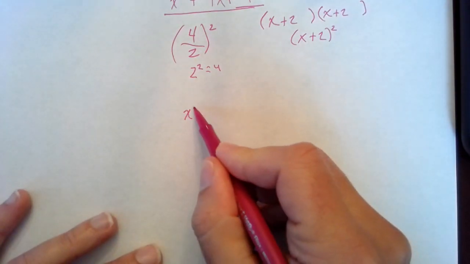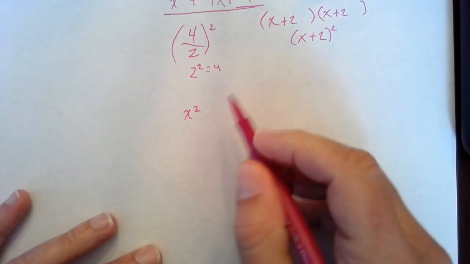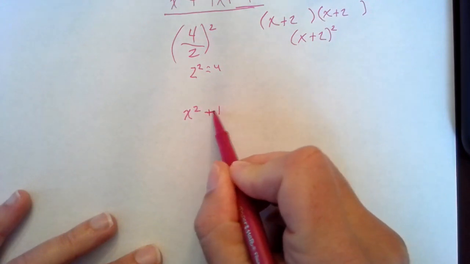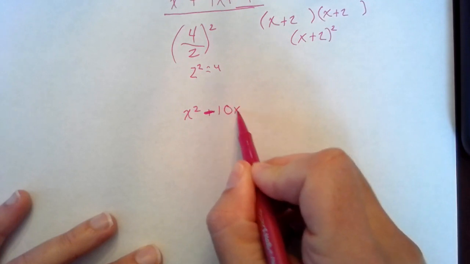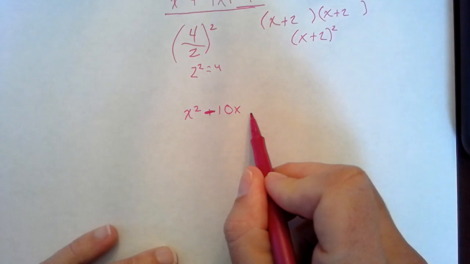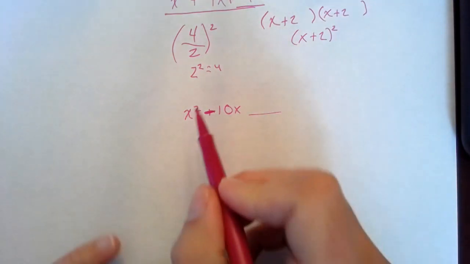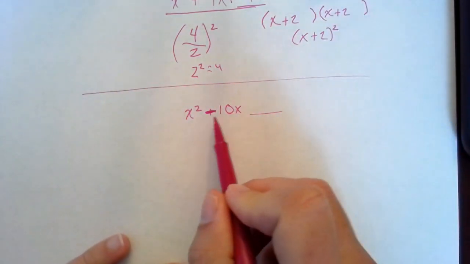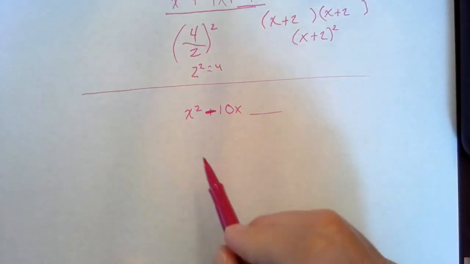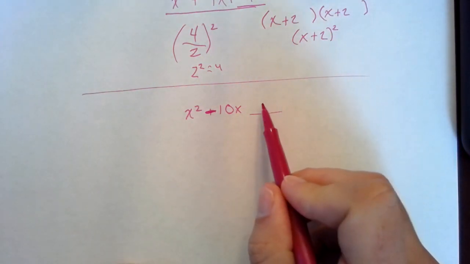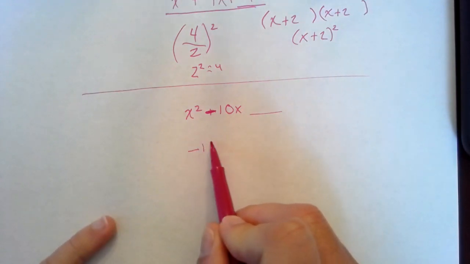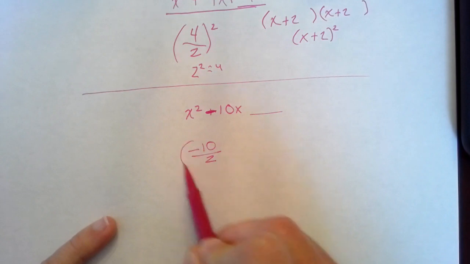Okay, we have x squared, and let's do, now let's make it minus 10x. All right, so x squared minus 10x, and I want to know what value will go here to make this into a perfect square trinomial. So I know if this is a perfect square trinomial, this is going to be half of my b value squared.